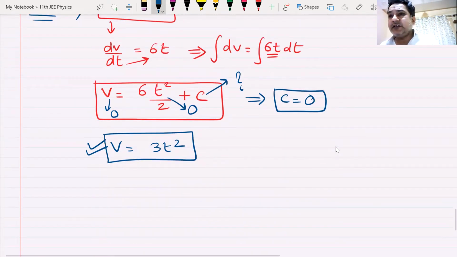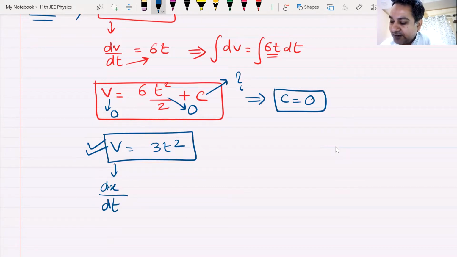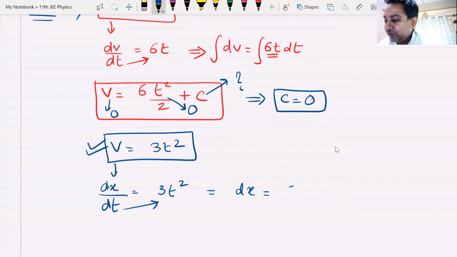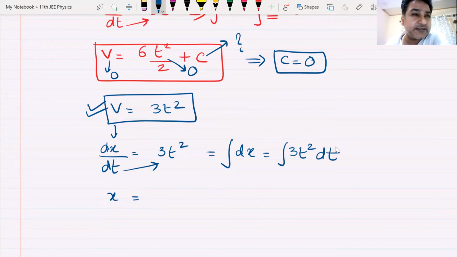Start with v, end with a, end with x, and we are there. So how do I go about it? Step number 1, write v as dx by dt is equal to 30t squared. Step number 2, dt goes this side, so my dx becomes 30t squared dt. Step number 3, putting the integration sign. Step number 4, getting the value of x. The integral of dx is x. The integral of 30t squared, 30 comes out. The integral of t squared is t cubed by 3.